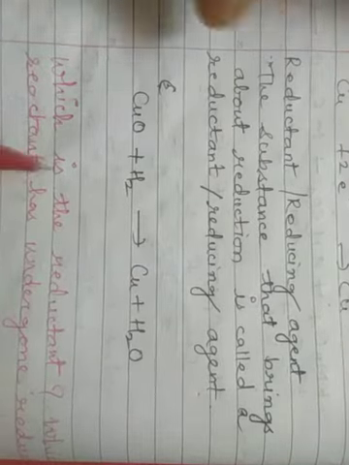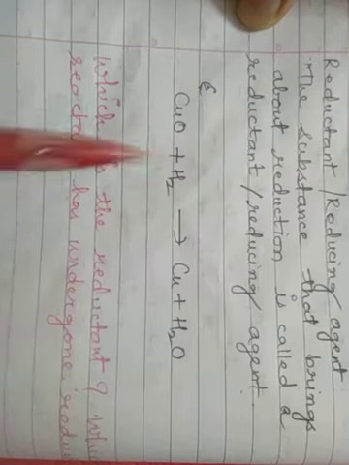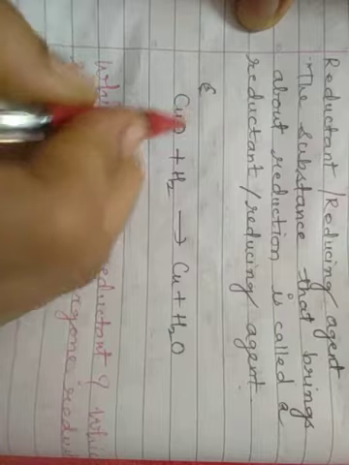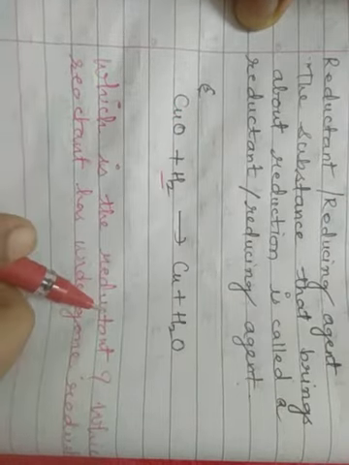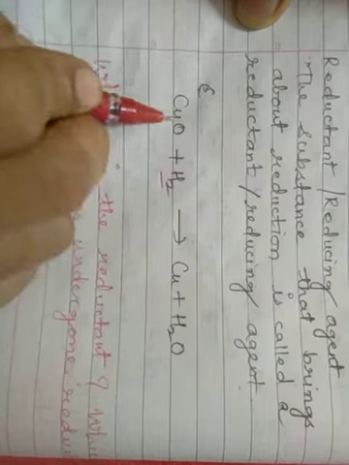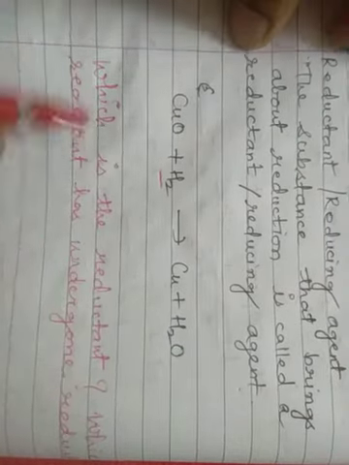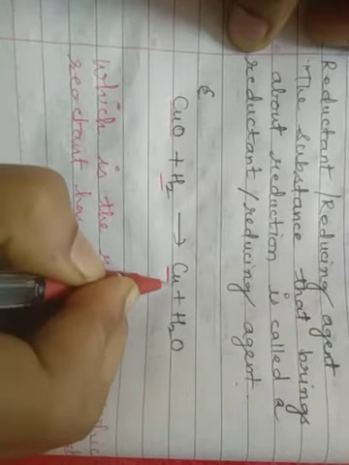Let me try to answer this question. Which is the reductant in this reaction, and which reactant has undergone reduction? Here, hydrogen is used as the reductant because hydrogen gets combined, and copper gets reduced. So what is getting reduced here? Copper oxide is getting reduced to copper.